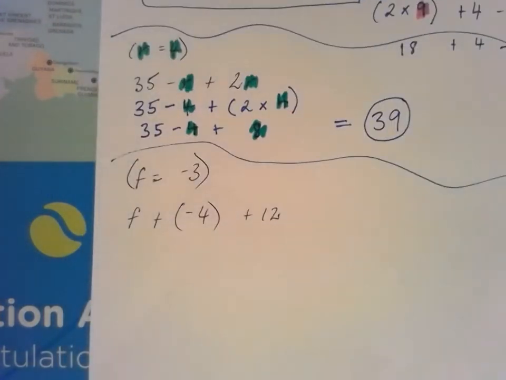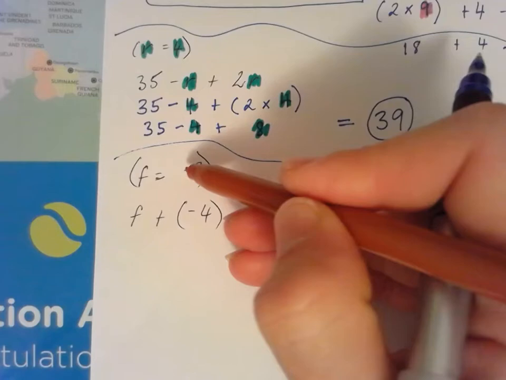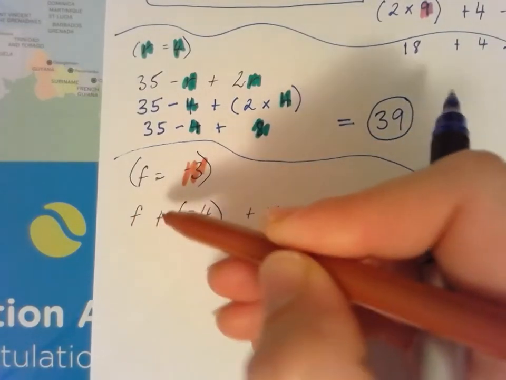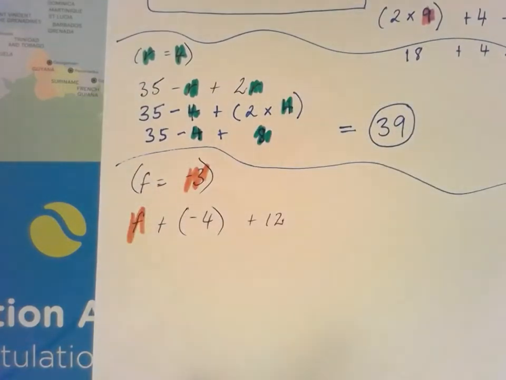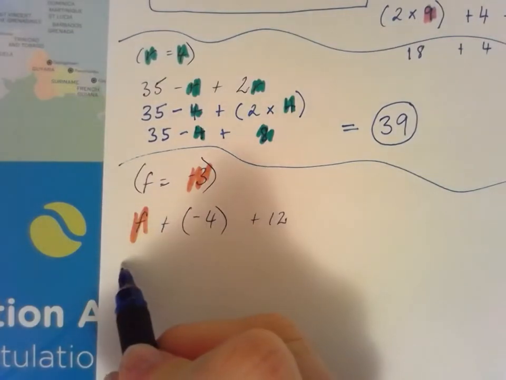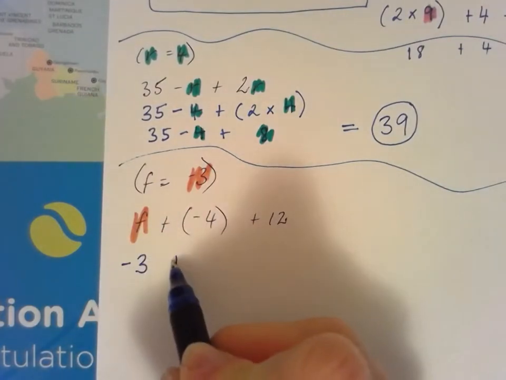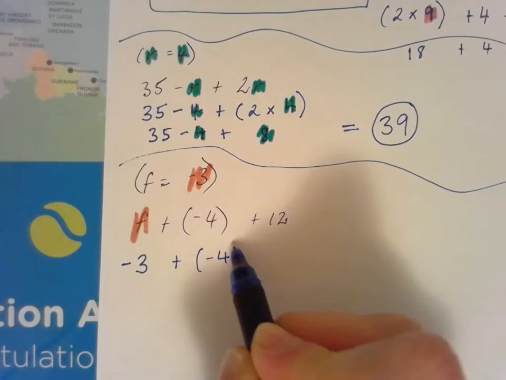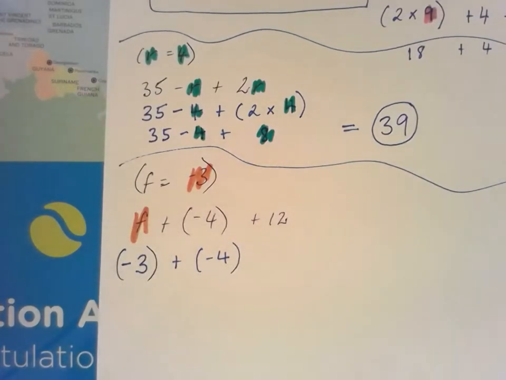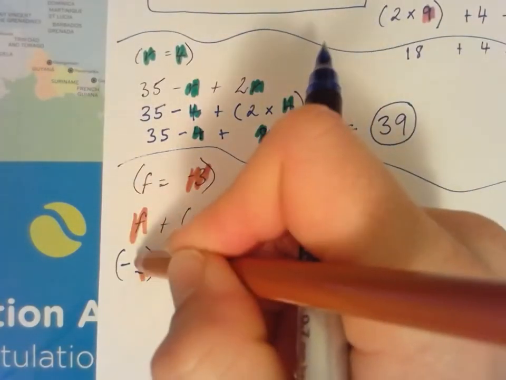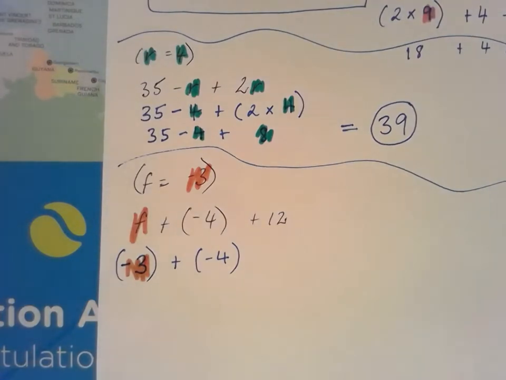Okay, this one was a little bit different. It made us think about our negative numbers. Okay, so it's simply that f has a value of -3. So we're going to slot -3 in here. So it's going to become -3 plus -4. Okay, that's a straight swap in. There's nothing to multiply there.